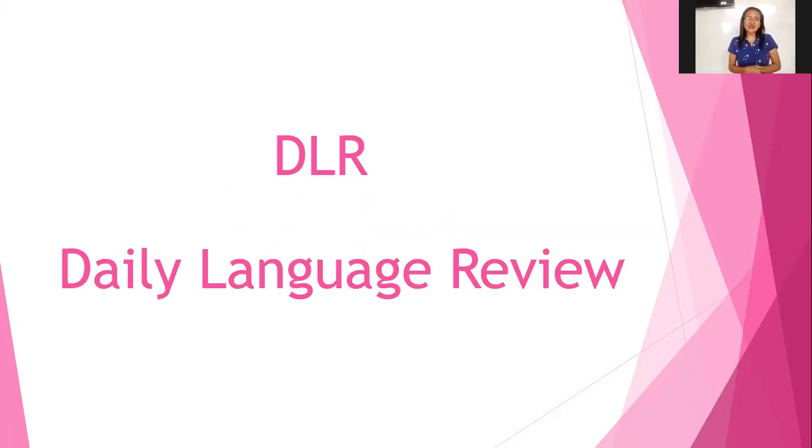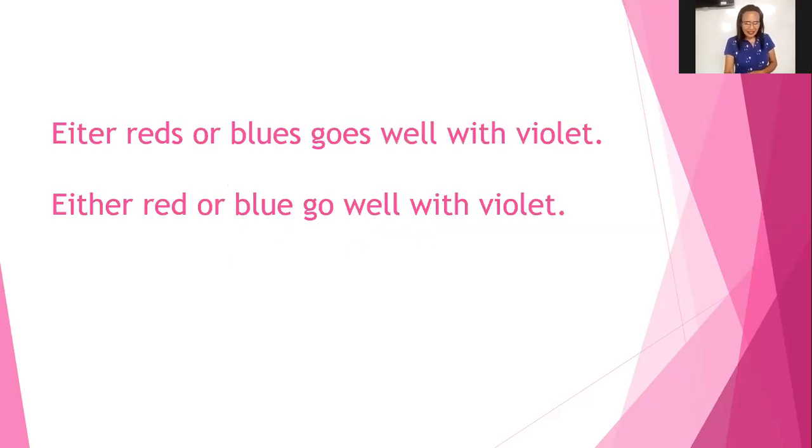Okay, let's go to our lesson for today. Actually, I have prepared for you a DLR, or daily language review. I have two sentences right in front of you right now. The first sentence reads, "Either reds or blues goes well with violet." Right then and there, I think you will find that "either" is misspelled. What is missing there? Yes, letter H after letter T. That's very easy. You can do it right away.